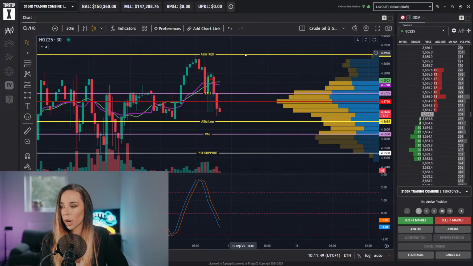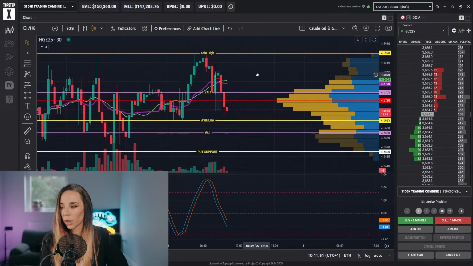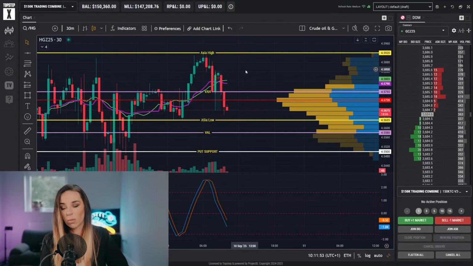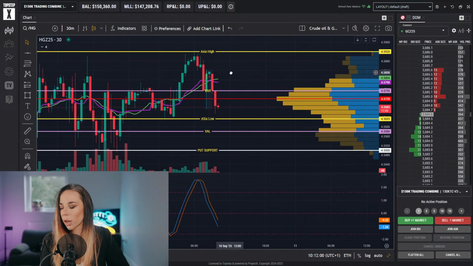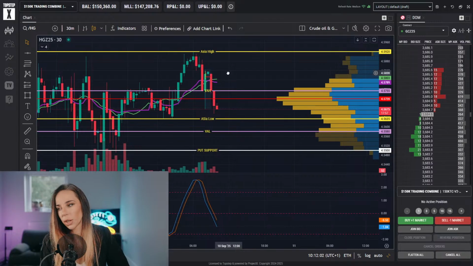If we go to Asia high, then break it, similar thing. I would want to fade that. So yeah, that's probably going to come much later in the day.